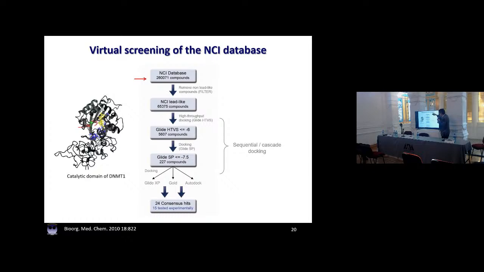Then we performed a sequential or cascade docking using different docking programs with increasing predictive ability. Of course, every time the process becomes slower, but at the end, we used a combination of three different docking programs, Glide XP, Gold, and AutoDock, and selected the 24 consensus hits. Of those 24 consensus hits, 15 were physically available for experimental testing.